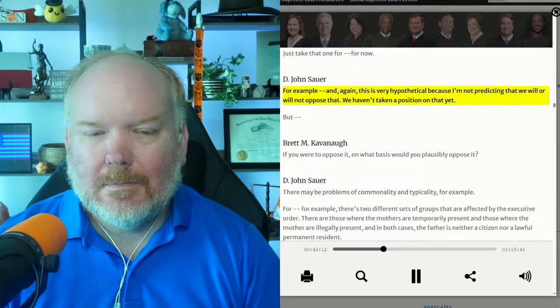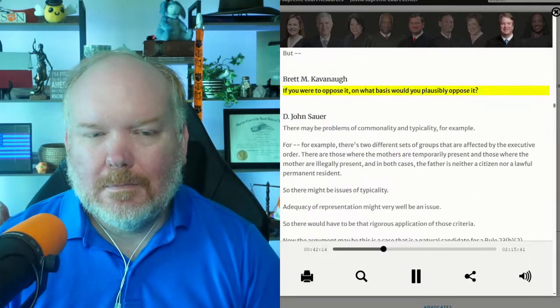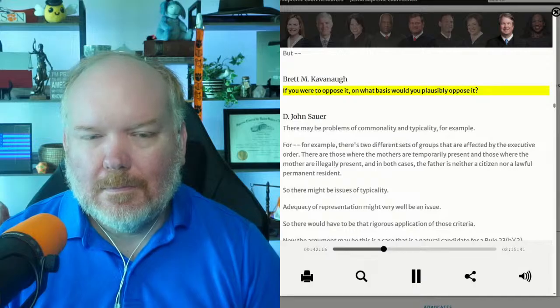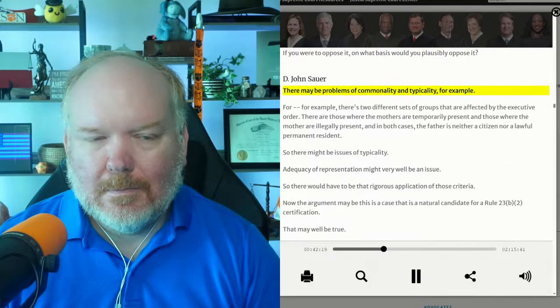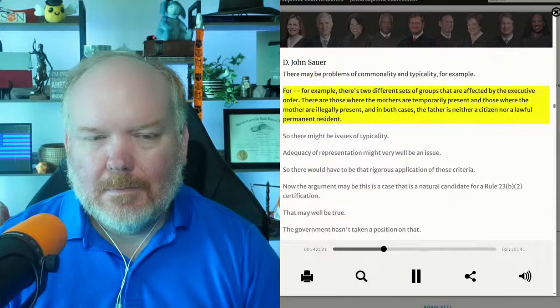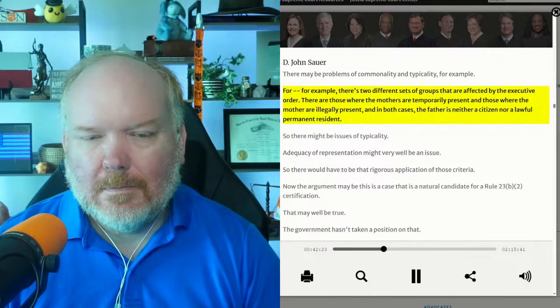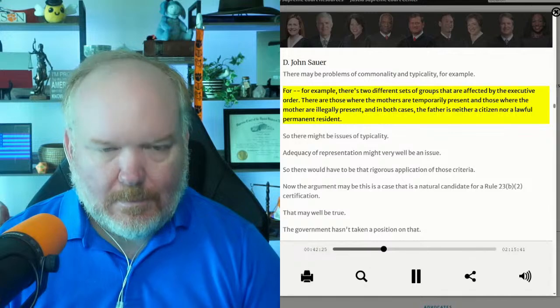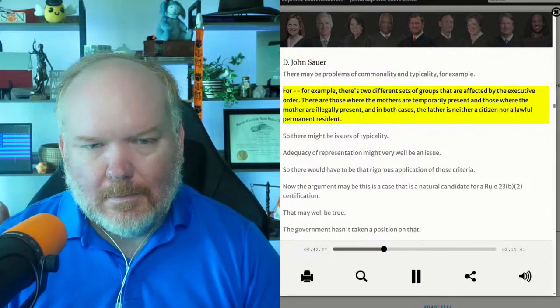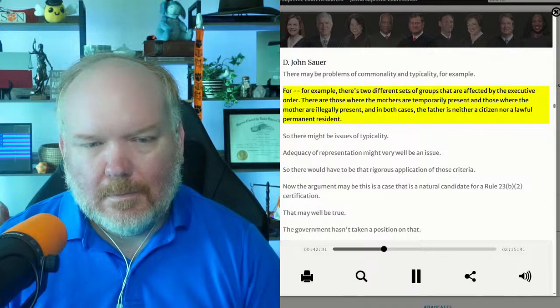We haven't taken a position on that yet. If you were to oppose it, on what basis would you plausibly oppose it? There may be problems of commonality and typicality, for example. There are two different sets of groups that are affected by the executive order. There are those where the mothers are temporarily present and those where the mothers are illegally present. And in both cases, the father is neither a citizen nor a lawful permanent resident.